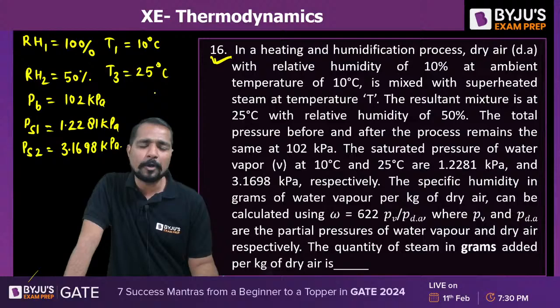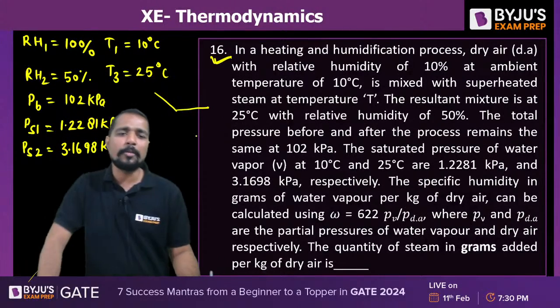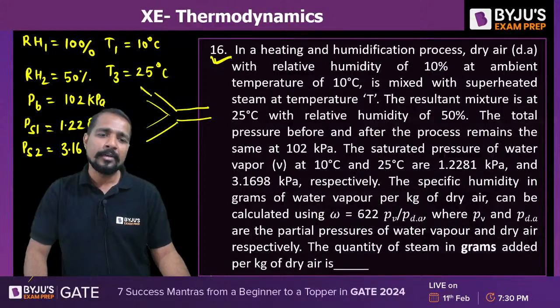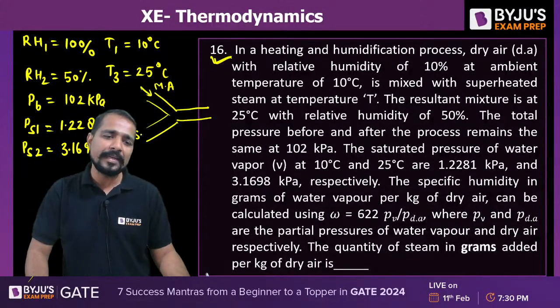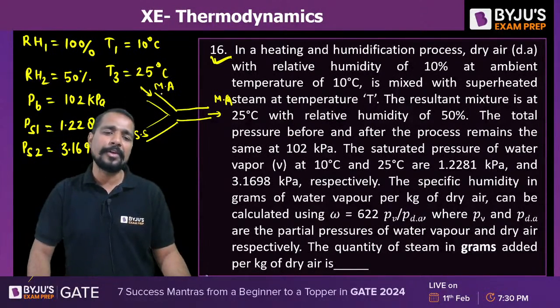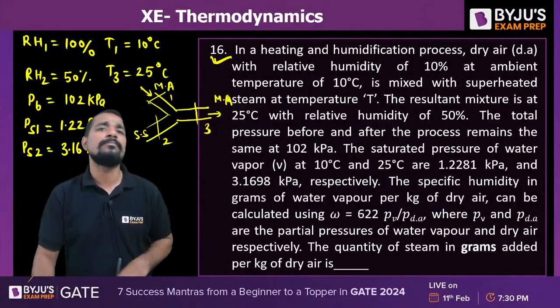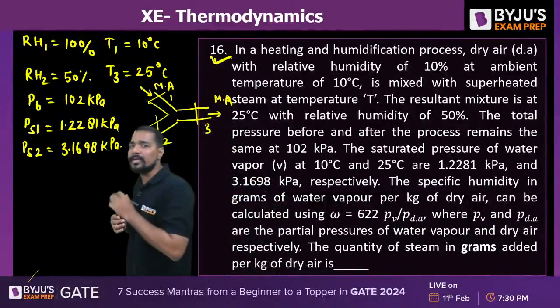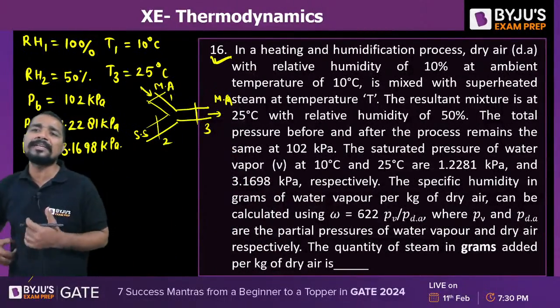Sir, what is the problem? Let's come to the point. The problem is somewhere like this, that two streams are meeting from here to here. From here, my dear, moist air is coming, and from here superheated steam is coming. At this point, moist air is again coming with the modified version. That is 1, that is 2, and this one is third one. So in this case, property at 1, property at 2 is given. We need to know what is the property at 3.